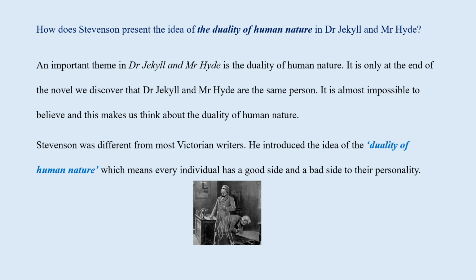Stevenson was different from most Victorian writers. He introduced the idea of the duality of human nature, which means every individual has a good side and a bad side to their personality.